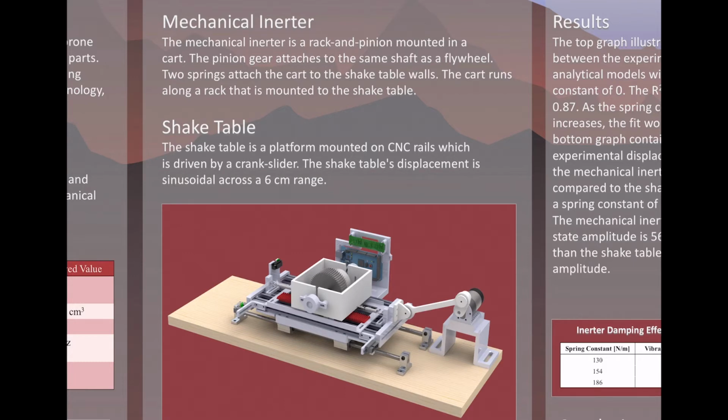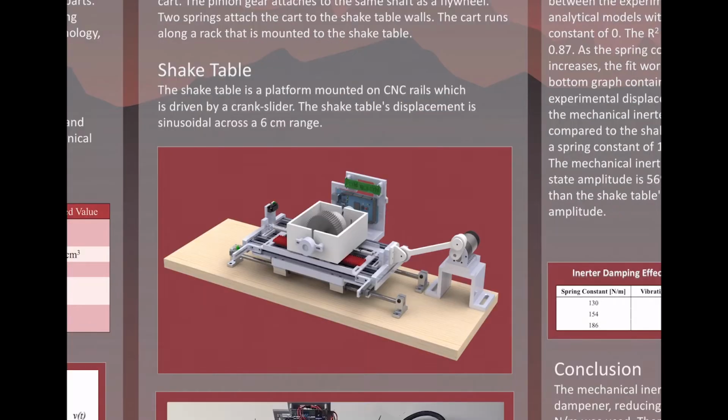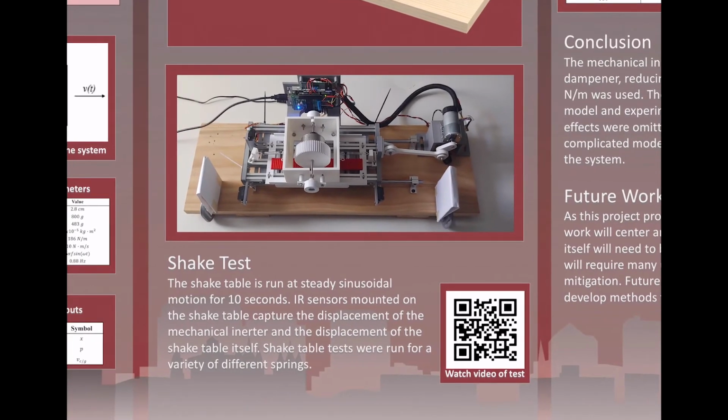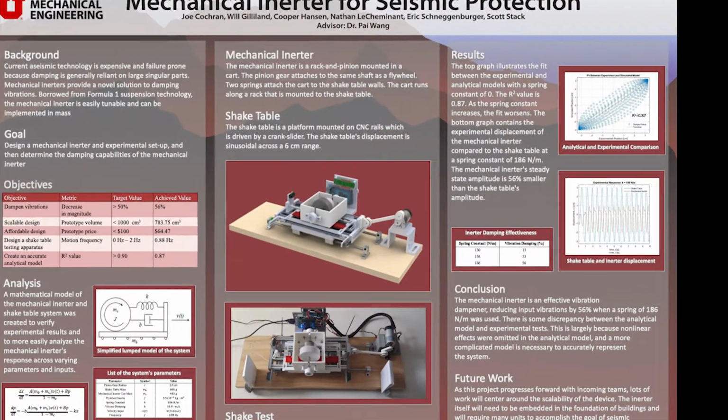As an input to our design, we built our own shake table. The shake table is driven by a single DC motor and crank linkage. The moving base of the shake table is constrained by CNC rails. The input range of the table is around 6 centimeters. For testing purposes, the inerter is placed atop the moving base.